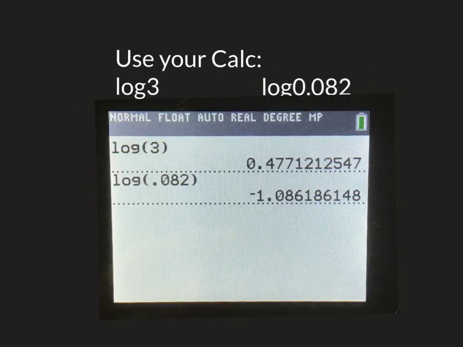All right, but finally you get to do this. It says use your calculator, and it says log 3. Now you can only use your calculator when it's base 10.